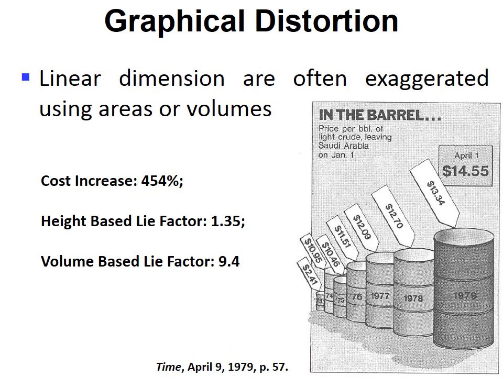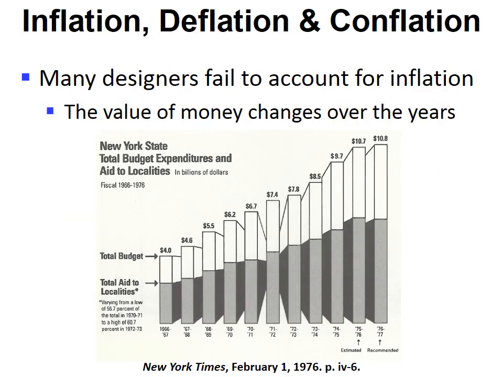Another example depicts the price of oil throughout the 70s using an exaggerated volumetric dimension to depict a linear change. The increase in cost is about 454%, while the increase in height of the barrels is less substantial. Meanwhile, the increase of the volume of the barrels exaggerates the change, giving a lie factor, based on barrel volume, of about 9.4.